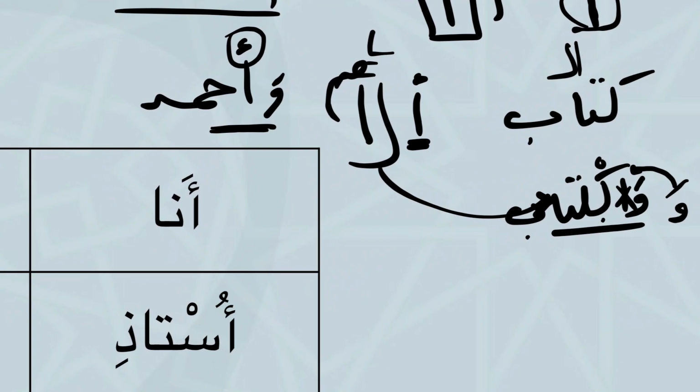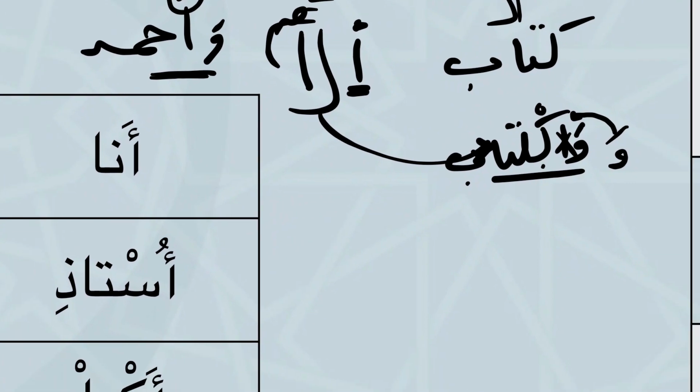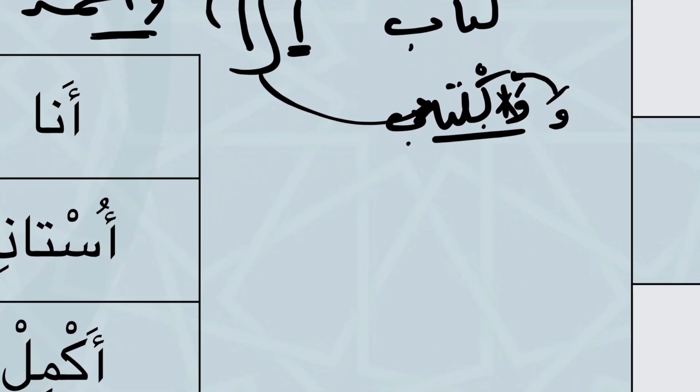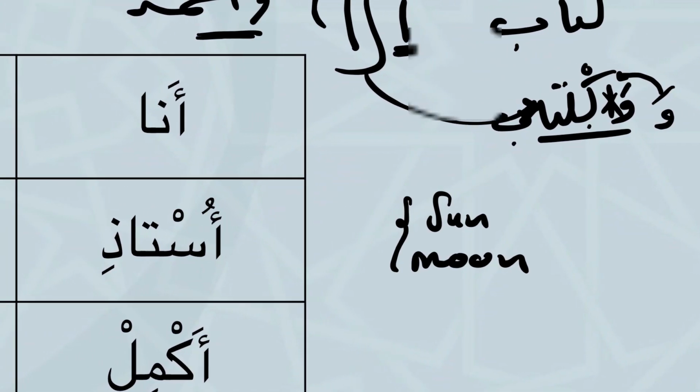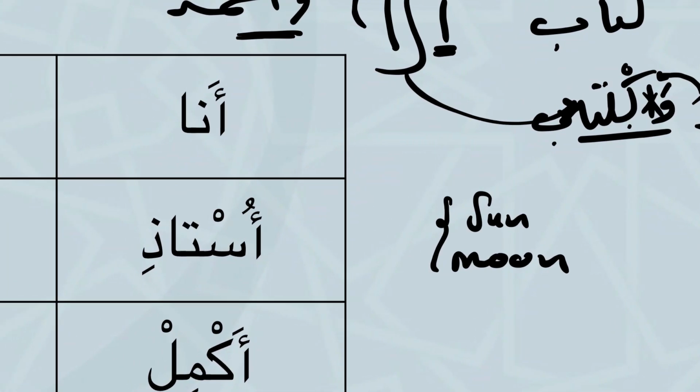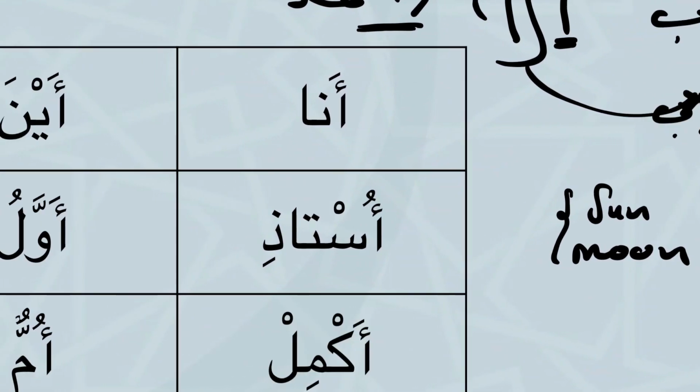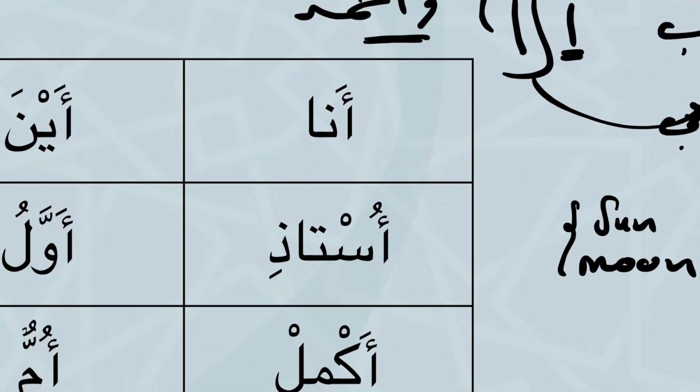And we're also going to get to something called the sun letters and the moon letters. I find them very interesting to learn because the theory behind them is very fun. Why is it sun? Why is it moon? We'll get to them later. So here we're going back to reading. Here the alif hamza has a fatha. So how would I pronounce it? Ana, ana.